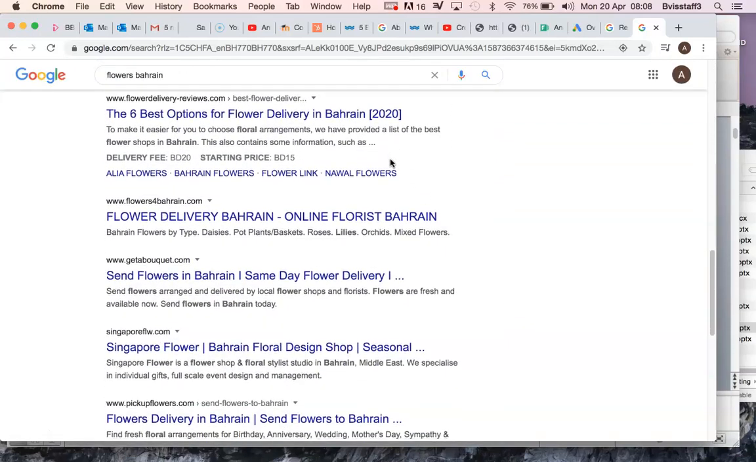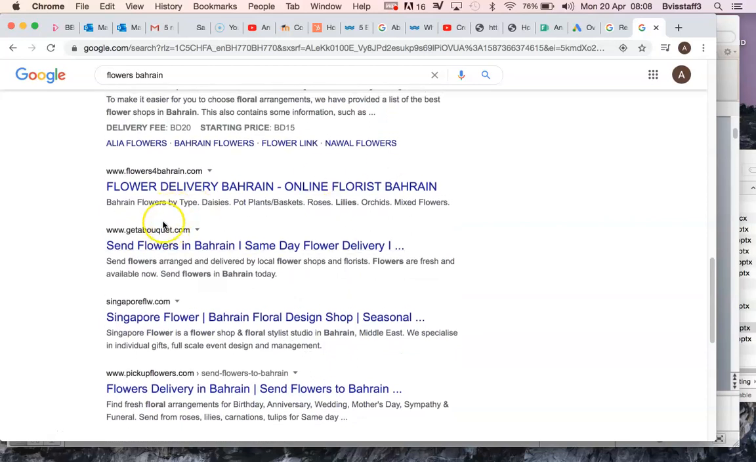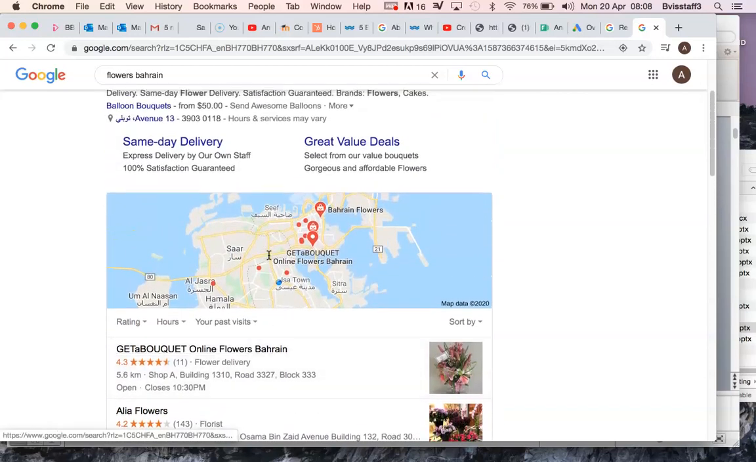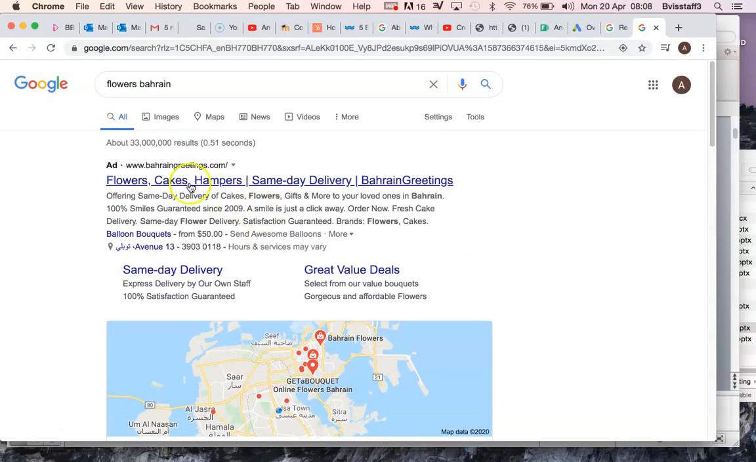And we can actually see they're quite further down, but because they have good search engine optimization practices, they are appearing quite high. However, Bahrain Greetings has decided that they want to get more exposure up here. So every time someone types in flowers Bahrain, they pay to have their ad placed here. We're going to look in a second at how much they pay or how this happens.